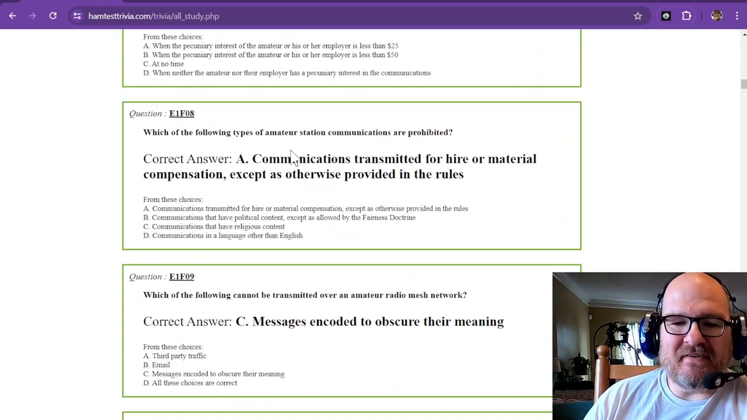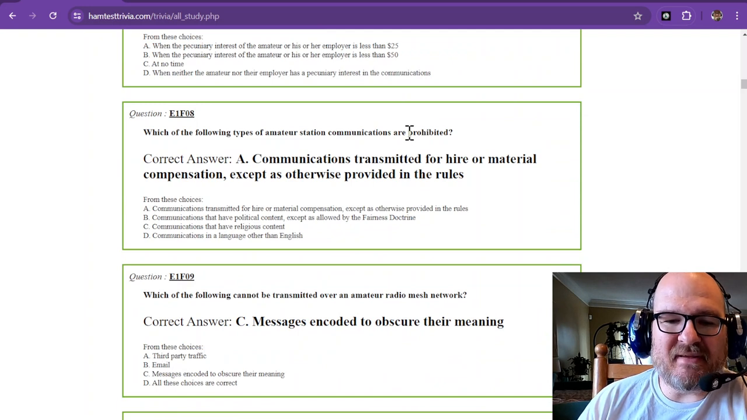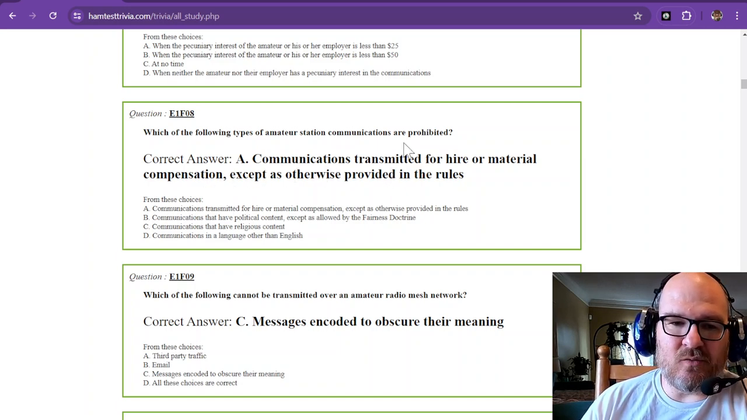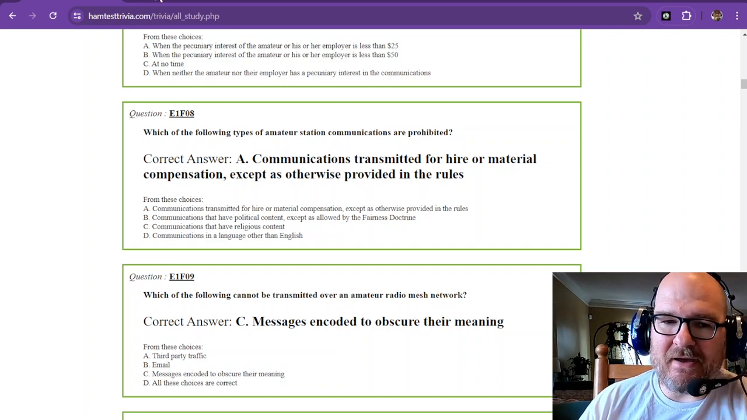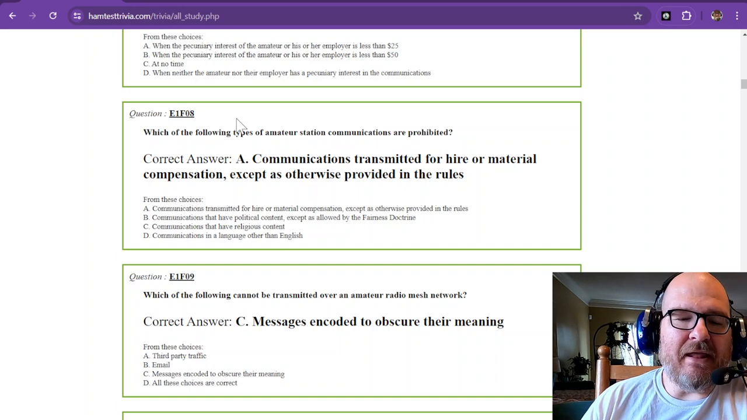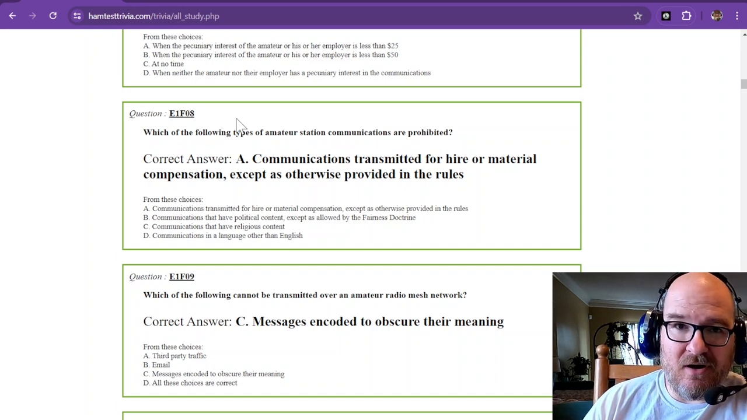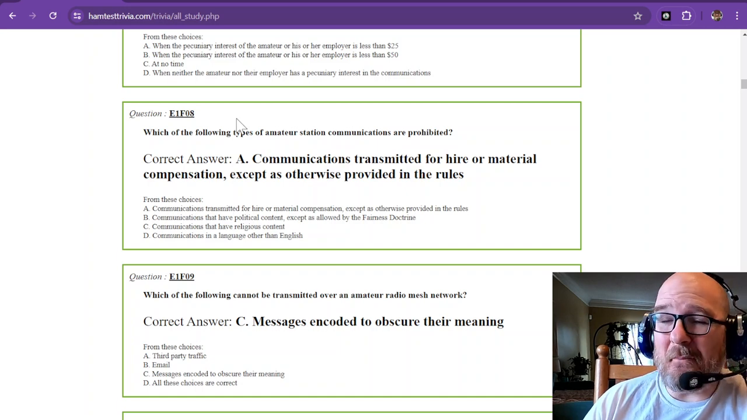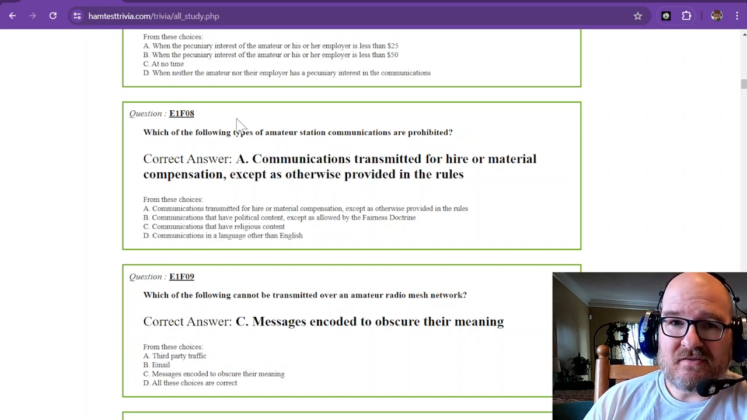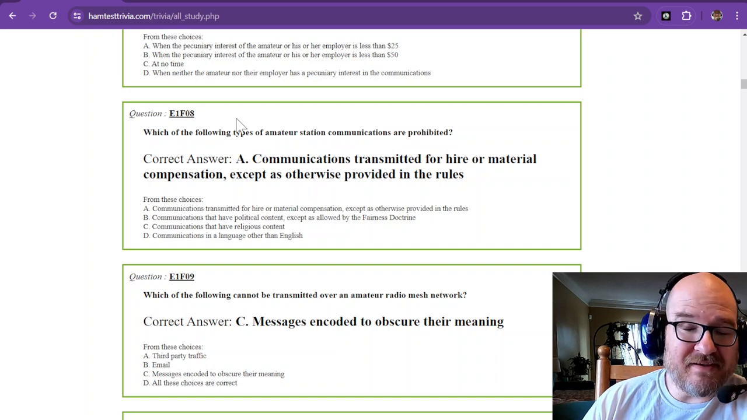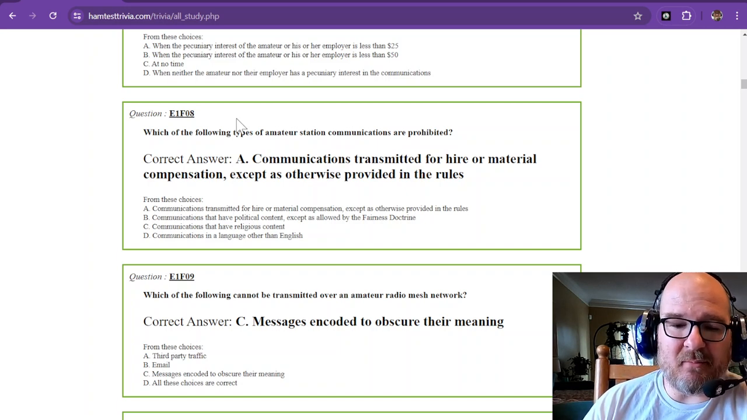Which of the following types of amateur station communications are prohibited? Communications transmitted for hire, or material compensation, except as otherwise provided in the rules. Now, I do not have that one pulled right up in part 97, but I do know that you can sell your amateur radio gear over the airwaves, but it cannot be a regular transmission. It's in there. Check it out. So if I get on 2 meters and I say, hey, I've got a section of Rohn 25 tower that I'm going to sell, and that's the only time I've ever done it, then it's most likely permitted.